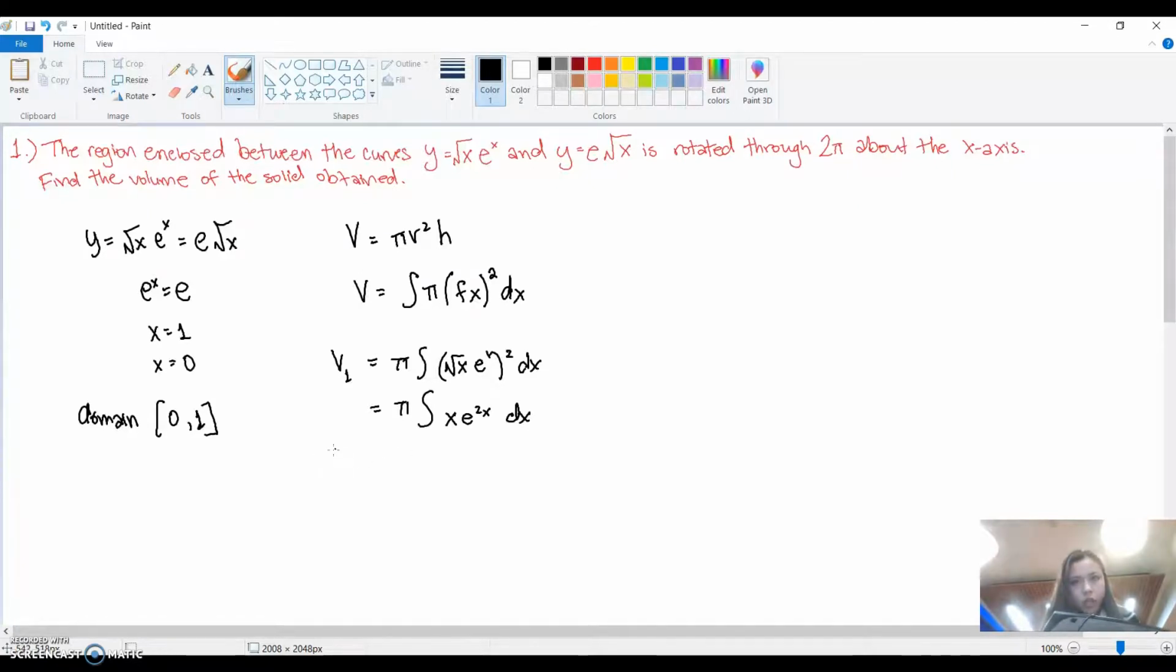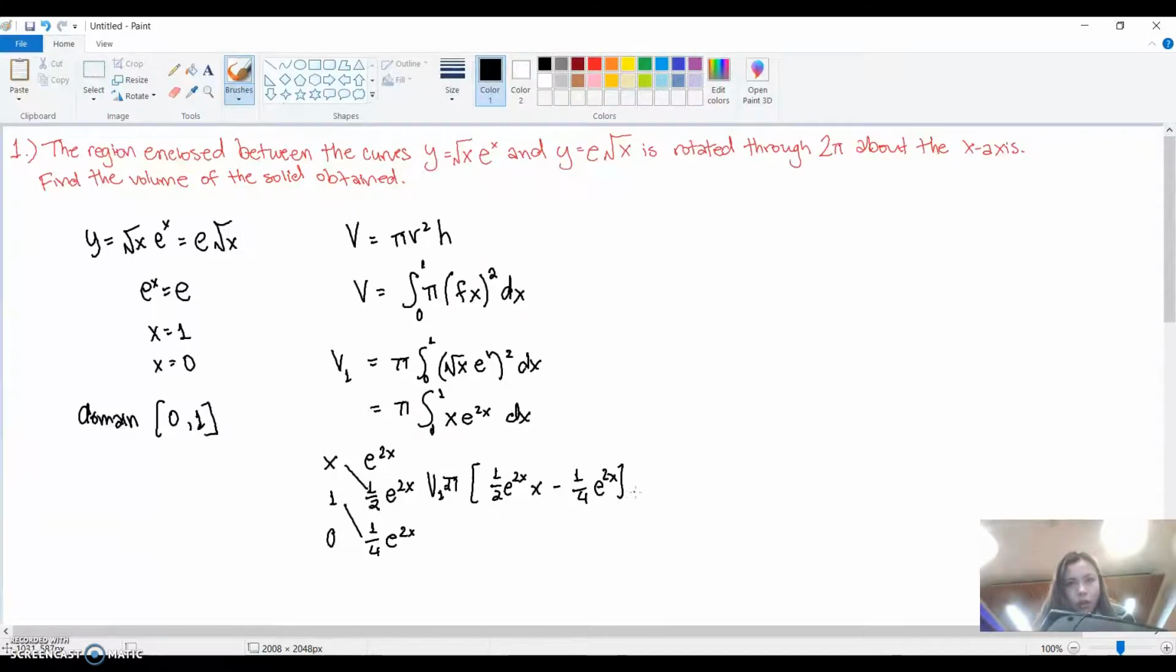Okay, so now I'm going to integrate by parts, starting with x. The derivative of that is 1, the derivative of 1 is 0. Now e to the 2x, the integral of that is 1/2 e to the 2x, and the integral of that is 1/4 e to the 2x. And so that's how we integrate by parts, and we plug that back in. Oh, I forgot that the domain of the integration is from 0 to 1, as we found before. So volume 1 equals pi times 1/2 e to the 2x times x, minus 1/4 e to the 2x times 1, from 0 to 1.